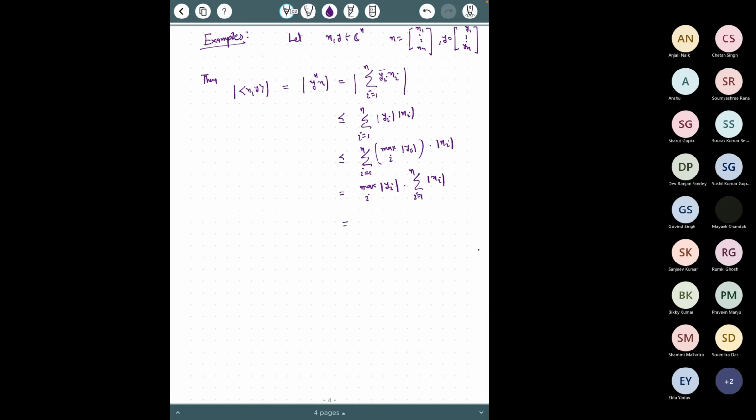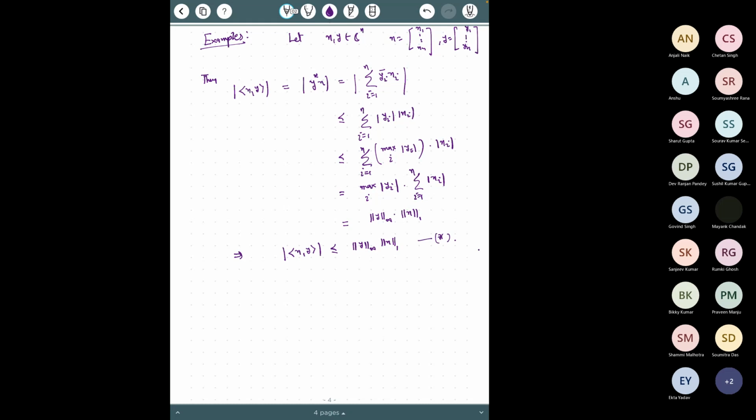Right? But then what is this? Can you tell me what is the first quantity here, in terms of norm? Sup norm of y. Yeah, this is the L infinity norm or sup norm. And what about the second sum here? L1 norm. It's the L1 norm of x. So what we have seen here is that for any two vectors x and y, the absolute value of their inner product is always less than or equal to this one. Okay, this is true. So let us call this star.